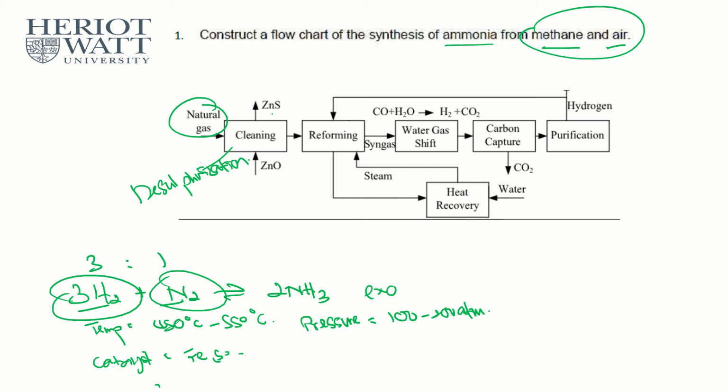So now we're cleaning it up. We use zinc oxide, and at the end it gets zinc sulfate. See that? They're removing sulfur from it. We call it desulfurization. After cleaning it up, we go into reforming.